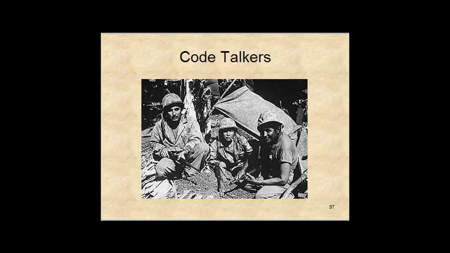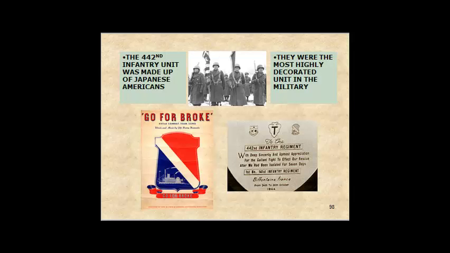And so they were able to use their language for great purpose in the battles in the South Pacific. The next group I'd like to talk about is the 442nd Infantry Unit. This infantry unit was made up completely of Japanese Americans. I'll remind you that Japanese Americans were not treated the best during the World War II era. In fact, many were interned for fear that they were going to be loyal to the emperor and not to the United States. However, what we see happening is many Japanese Americans of fighting age signed up and wanted to prove their loyalty to the United States by serving in its military.